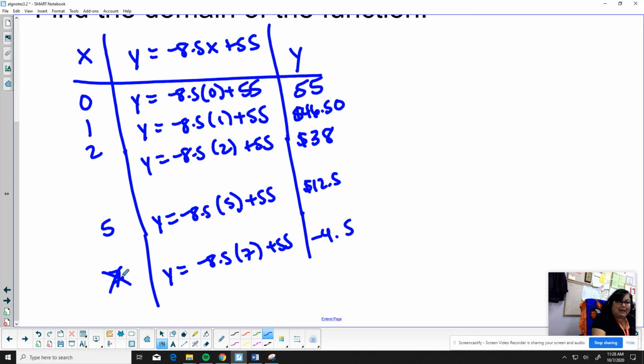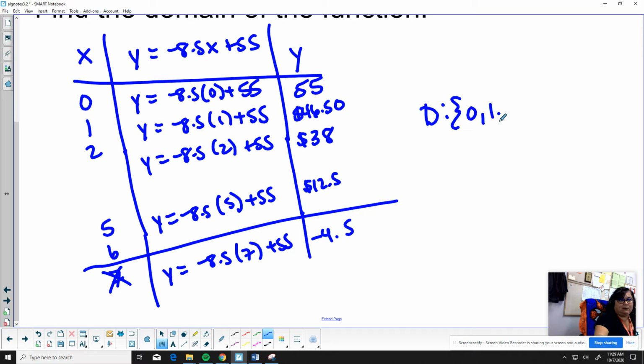Okay, so my domain is 0. I could buy no books, and I can buy all the way up to 6 books. So my domain is 0, 1, 2, 3, 4, 5, 6. Once I get to the 7th book, I don't have enough money. So that's as much as I can buy. So that's my domain.